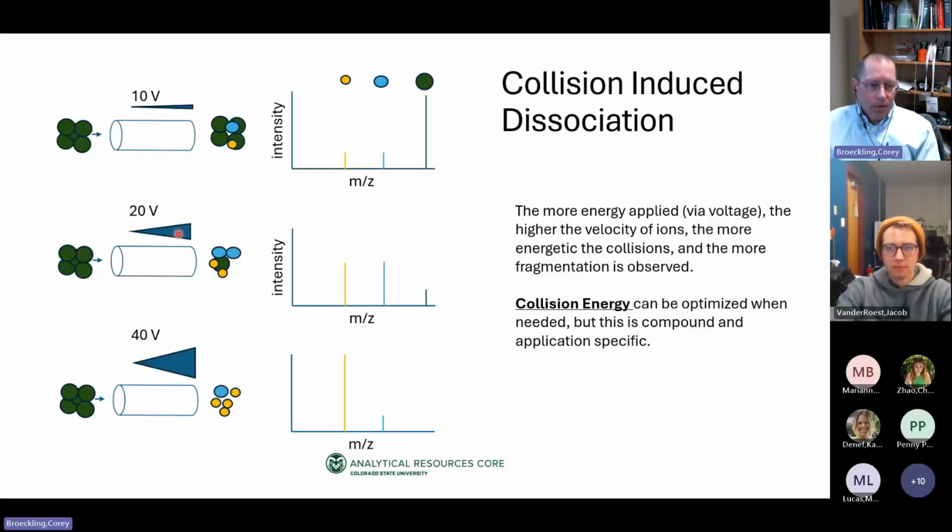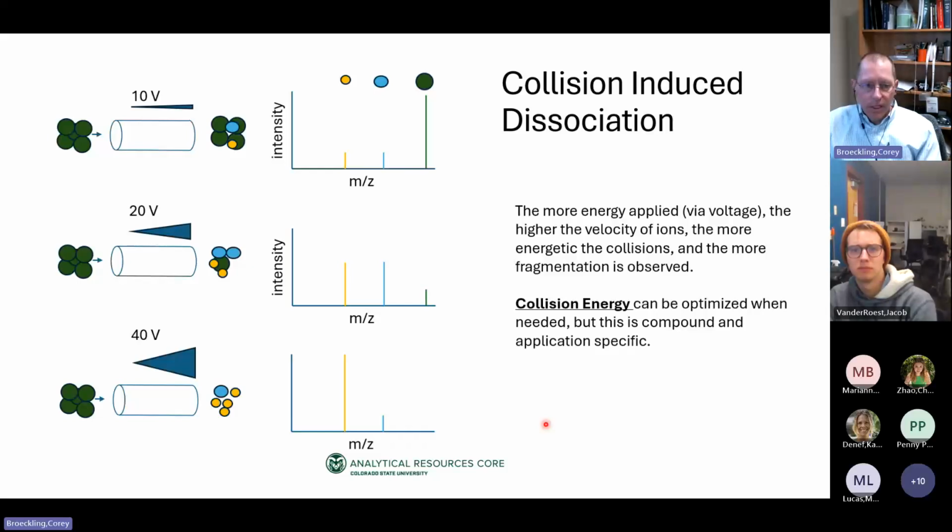As we increase the voltage potential across the front to the back of the collision cell, we get more acceleration, higher energy collisions, and we see less precursor ion and more product ions. And then if we increase further, we can make all of our precursor go away so that we only have the smaller product ions observed. So the bottom line here is that the more energy we apply to that collision cell via voltage, the higher the velocity of the ions traveling through there, the more energetic the collisions, and the more fragmentation we observe.